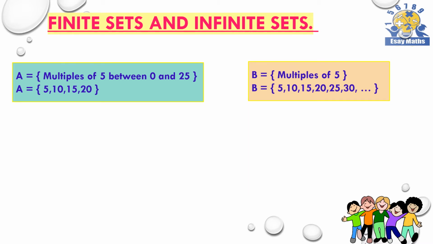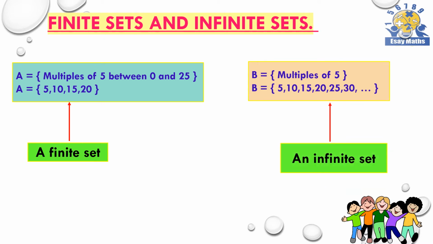Actually, now you can see a difference between these two sets. One set has a finite number of elements. The other has an infinite number of elements. So, what are the special names for these two sets? The set A is a finite set. Set B is an infinite set.